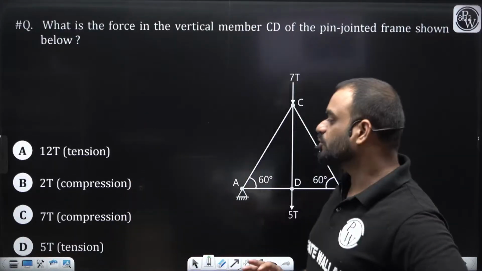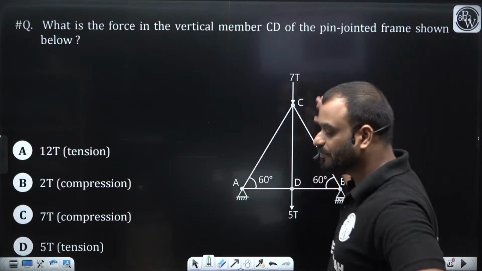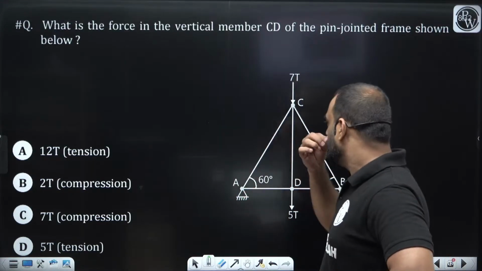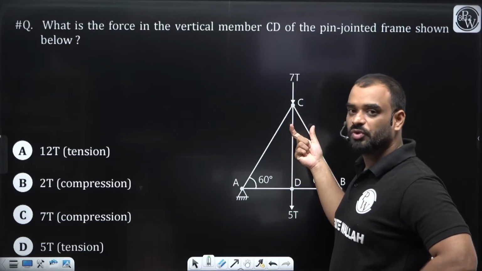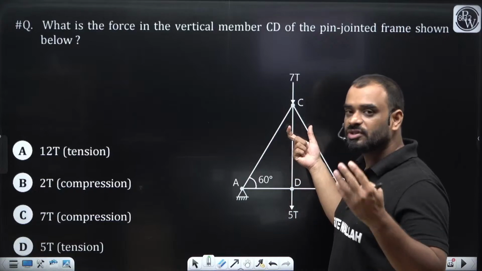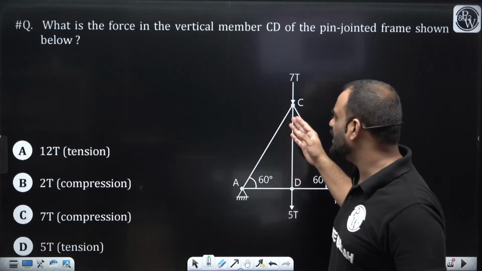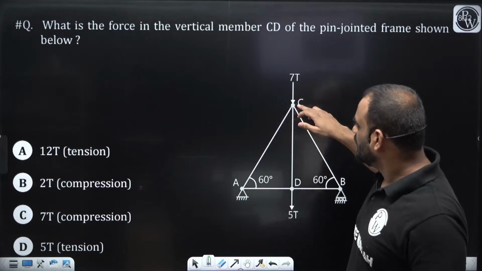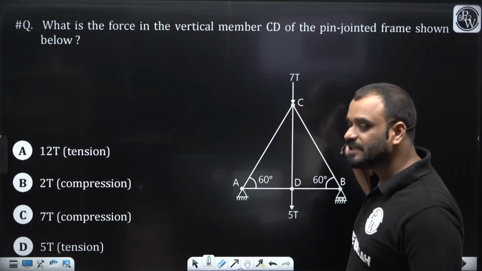But guys, if you consider joint C, then it is not possible to get the answer for member CD. Because if you try to resolve it, there are three members which will produce a component or force in the vertical direction also, right? So that's why we are not able to consider joint C to get the answer for member CD.